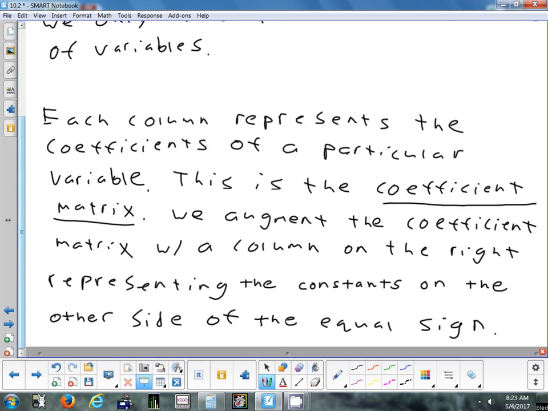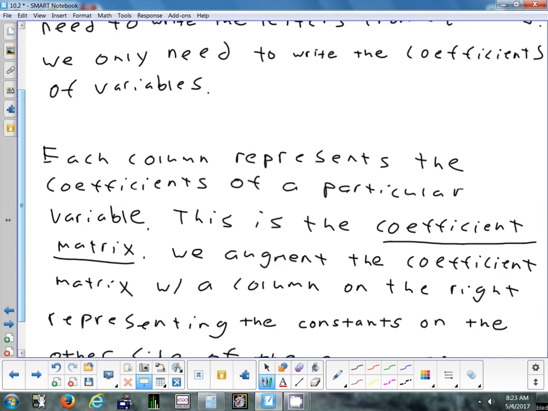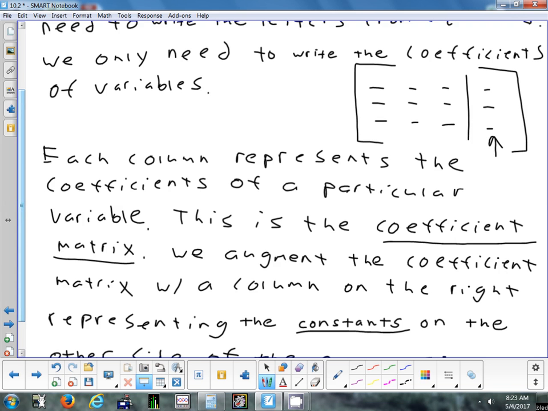What I'll usually do is separate it with a vertical line. So if this is my coefficient matrix, I'll put a vertical line like that. And the three numbers that I put right here will represent the constants that are on the other side. Also, a lot of times we put brackets around it. I'm probably not going to put brackets around it all the time just because it's more writing. But understand when you write a matrix properly, it always has brackets around it.